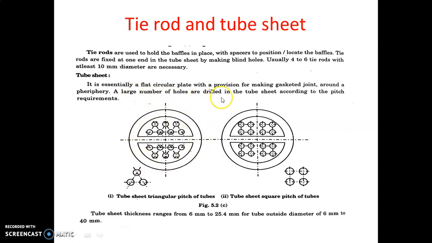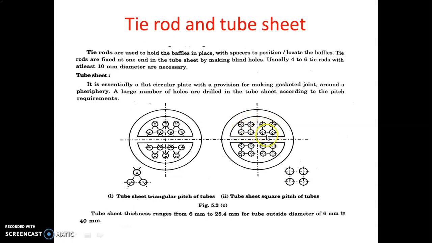A large number of holes are drilled in the tube sheet according to the pitch requirement. We have already discussed that there are two types of pitch. One is called a square pitch. So this is square pitch. And another one is called a triangular tube pitch. So this is triangular. If you are using a square pitch heat exchanger, then you have to just drill the holes in that tube sheet like this.